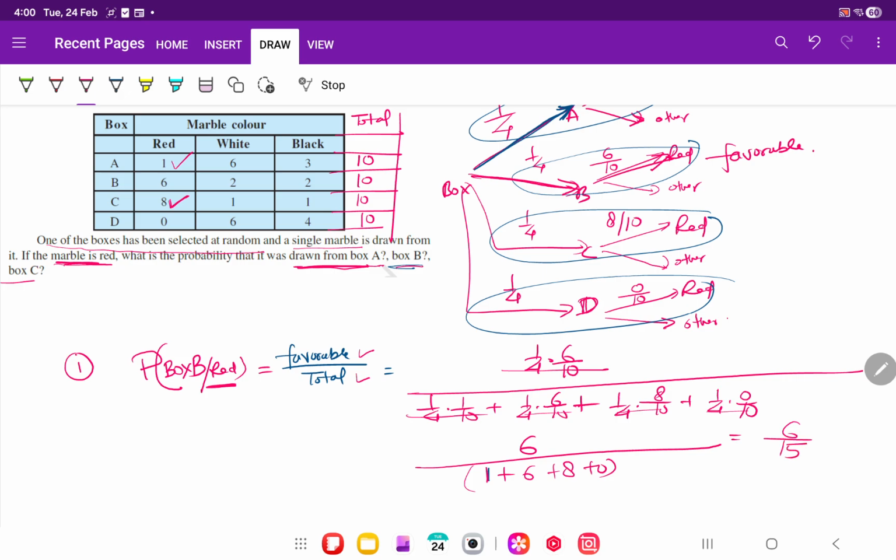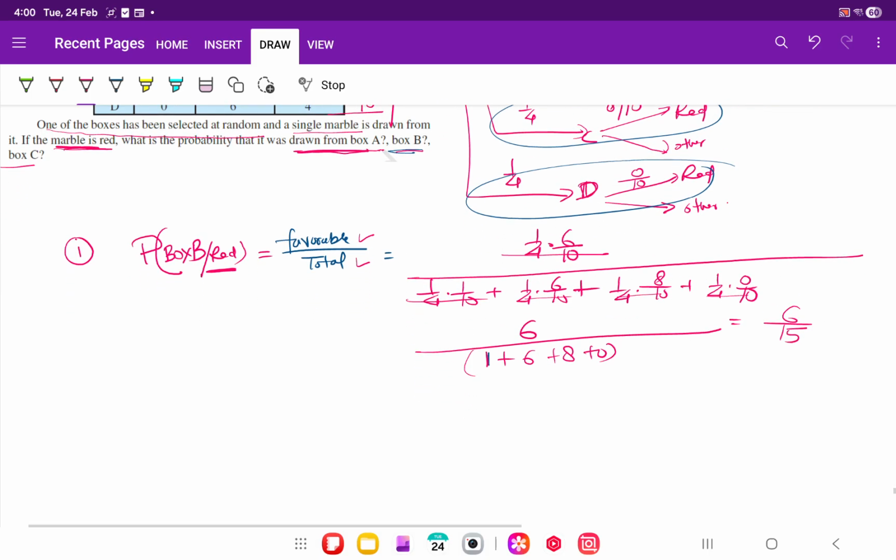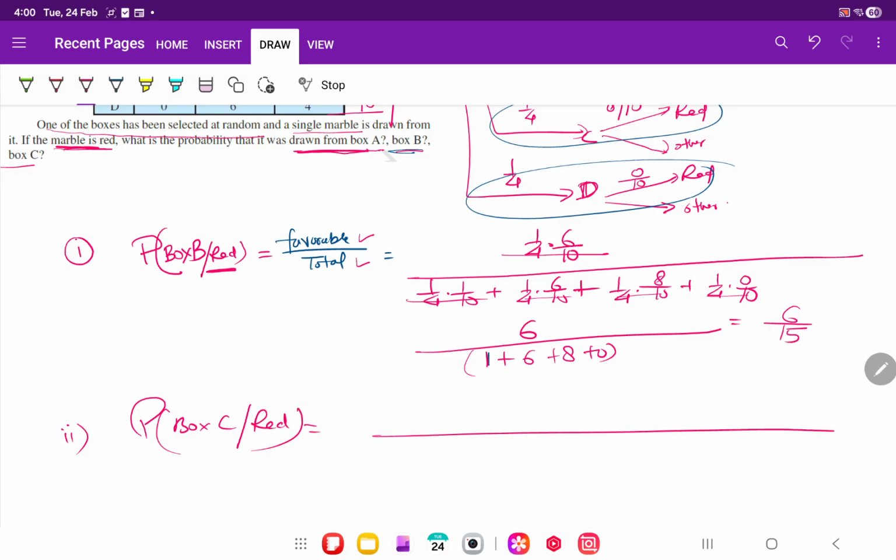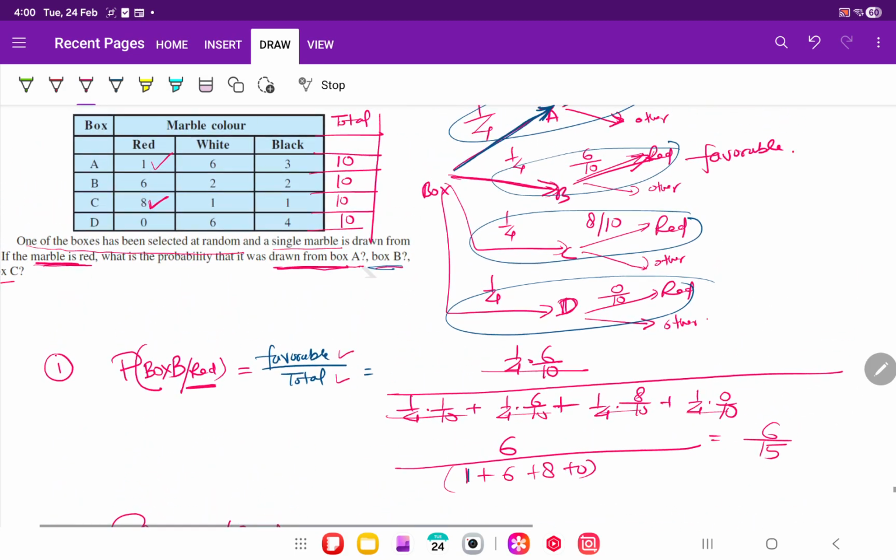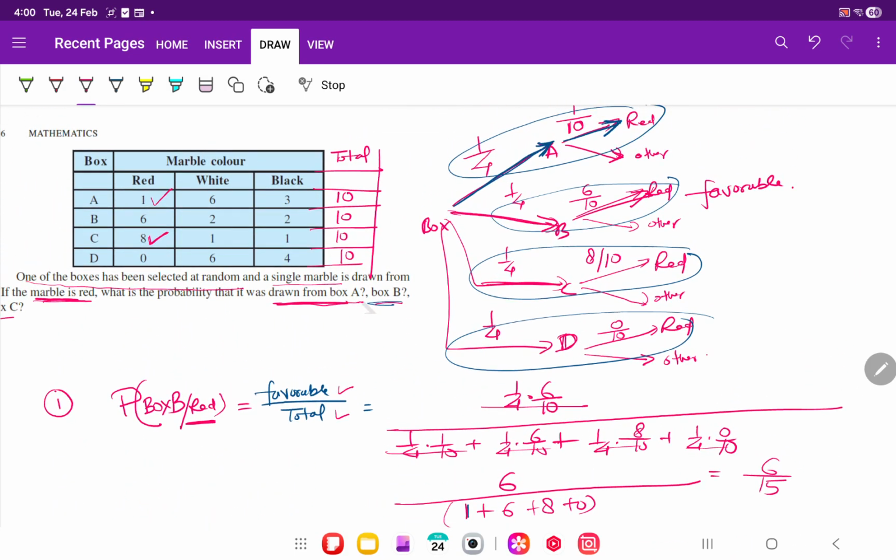Okay. Similarly, we can do the third case. Third case, probability that box C is selected given that it is a red marble. So for red marble, total cases will be exactly the same, plus from the second box, plus from the third box, plus the fourth box. Out of this one is favorable. For box C, this one is favorable. Understood? For the third part, this one is favorable.